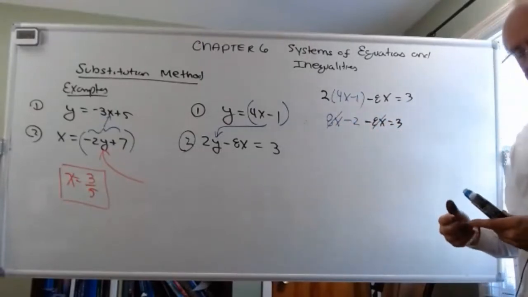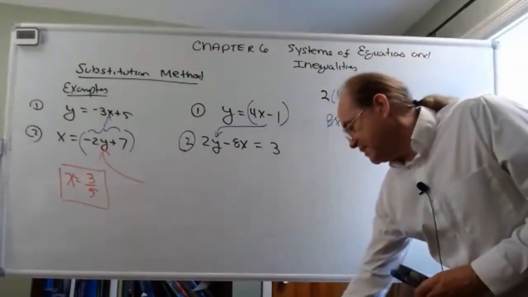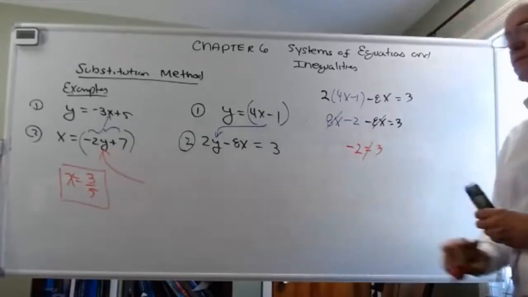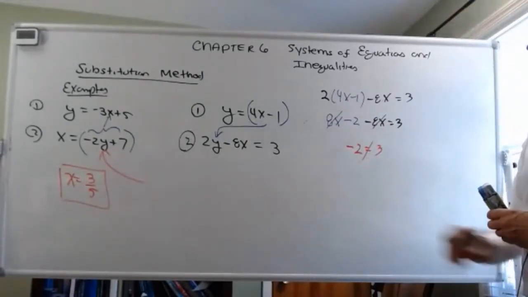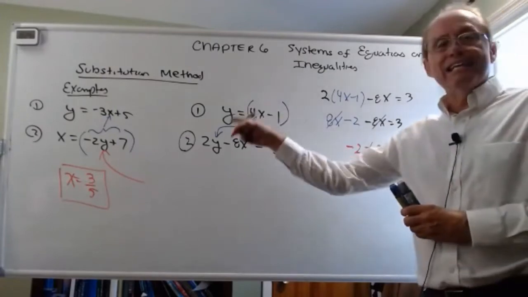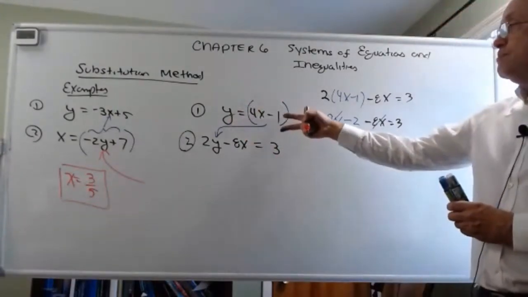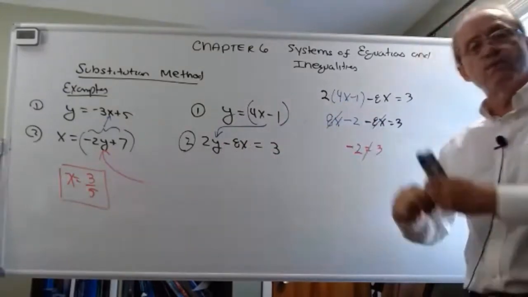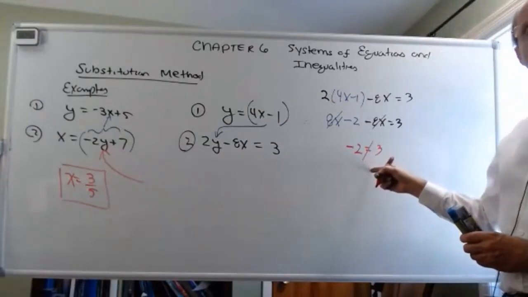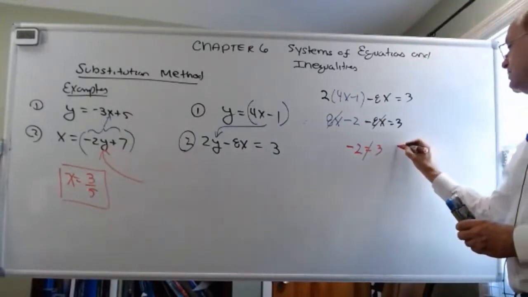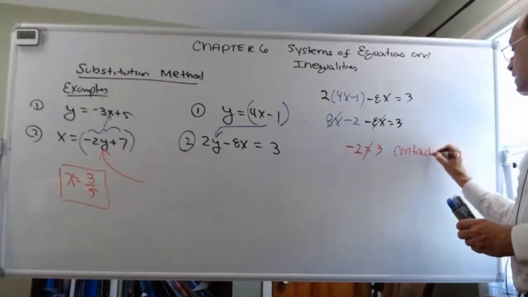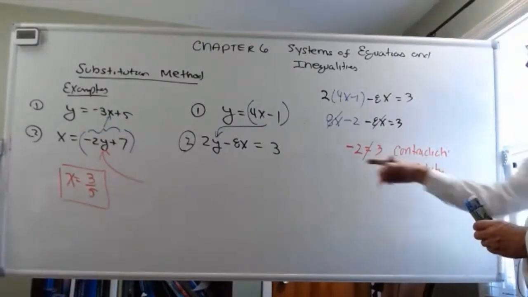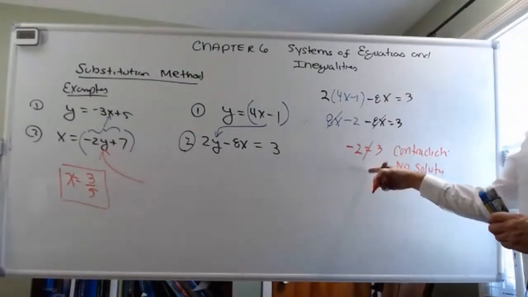Then I get this crazy result, this thing that cannot happen. I get negative 2 is equal to 3. Well, we know negative 2 does not equal 3. What happens? It turns out that this is an inconsistent system. These are two parallel non-intersecting lines. And I tried to force them to intersect by plugging this in, and it gave me garbage out. So anytime you get a contradiction over here, then the answer is no solution. It's an inconsistent system. No solution.